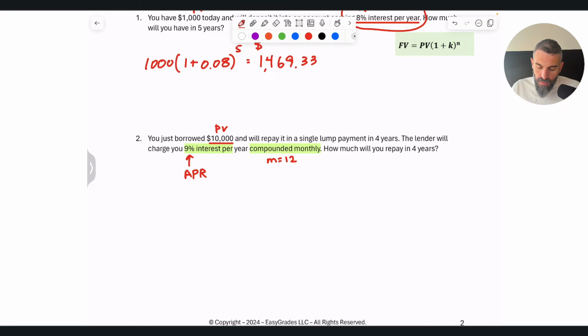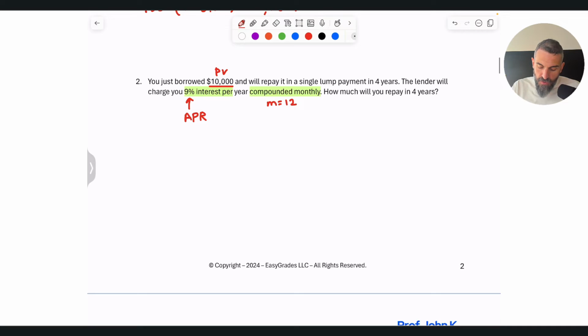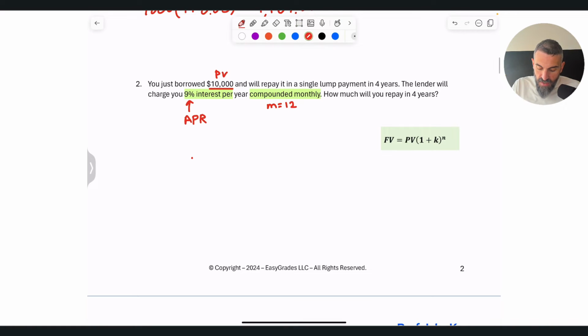So we're still looking for the future value, but now we're going to do it this way. The present value is 10,000, multiplied by 1 plus, and for K, we're going to use 9% divided by 12. Close your bracket. And for N, remember what N is. Years, so we have 4, times your compounding frequency.